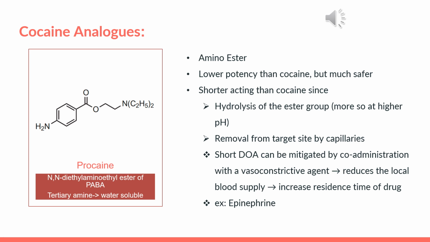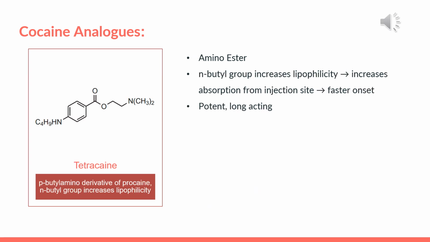Thus, to mitigate this short duration of action, we can administer a vasoconstrictive agent along with procaine, which reduces the local blood supply and increases the residence time of the drug. For example, we can administer procaine with epinephrine. Procaine is also a tertiary amine, which means that it is water-soluble and can be given in a parenteral formulation.